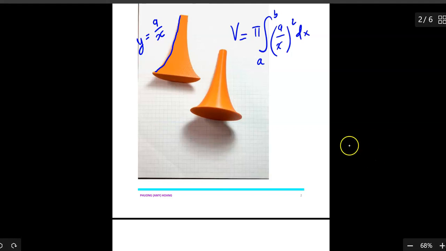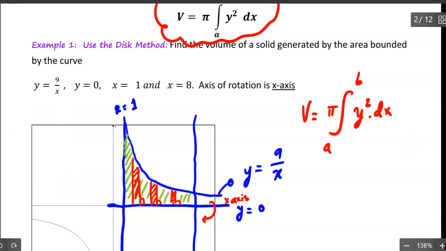So now you see your integrand matches exactly what you have to find. Here is your differential factor dx. Your function is in terms of x, 9 over x. And what about a and b? Because we are finding dx, it means that you are going to get the two values on your x-axis. So where are those two values on the x-axis? In this case, it's given to us very obviously: x equal to 1 and x equal to 8. So right here I have x equal to 1 and x equal to 8.